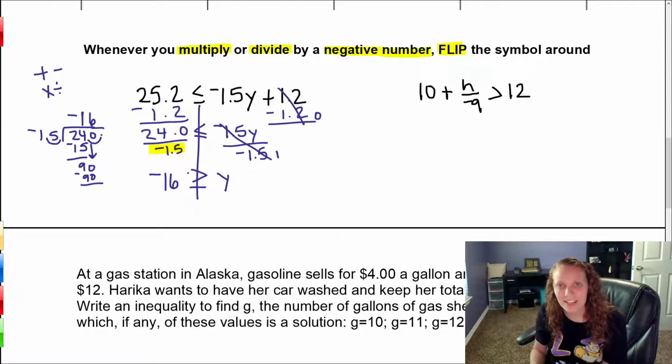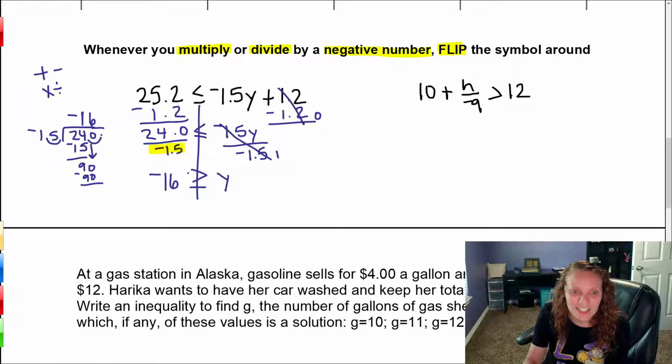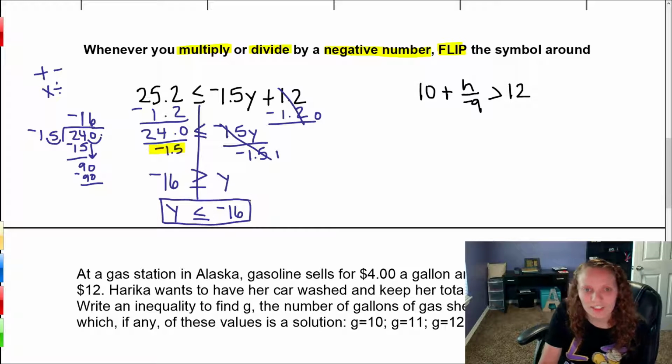Now, I always like to have the letter go first. Sometimes it's hard to understand what negative 16 is greater than or equal to y means. So I'm going to flip it around. I'm going to have the y be in the front, and then the negative 16 on the right side. Now the alligator is eating the negative 16, so the alligator will continue to eat the negative 16. So y is less than or equal to negative 16.